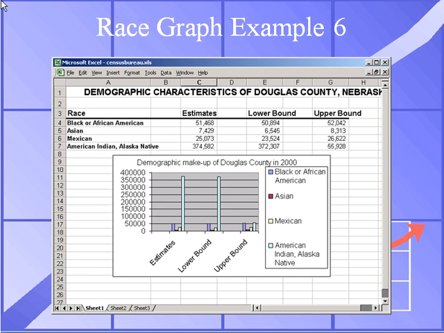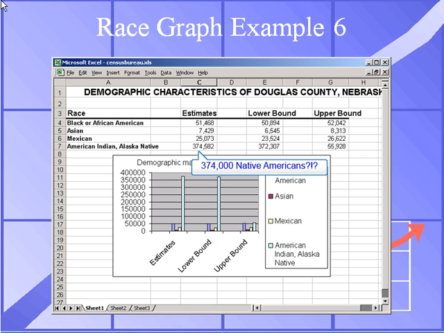Now, this chart is an example of numbers that are just way too different and should not be graphed together. First of all, we've got an estimate, then we've got a lower estimate and an upper estimate. Personally, I think I just go with the estimates. But even so, look at the numbers.